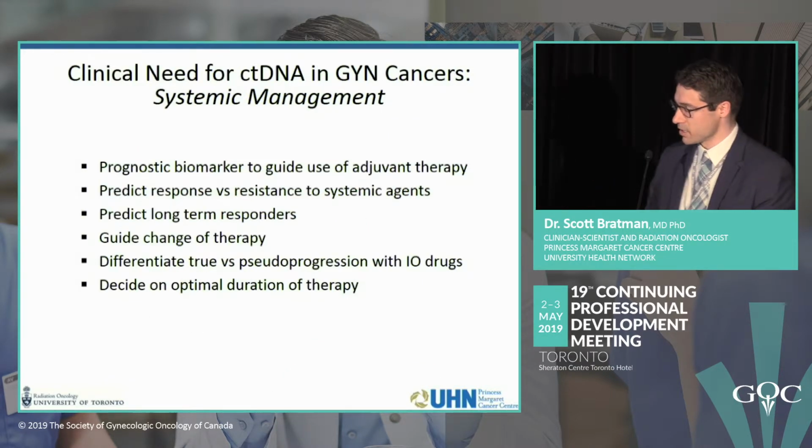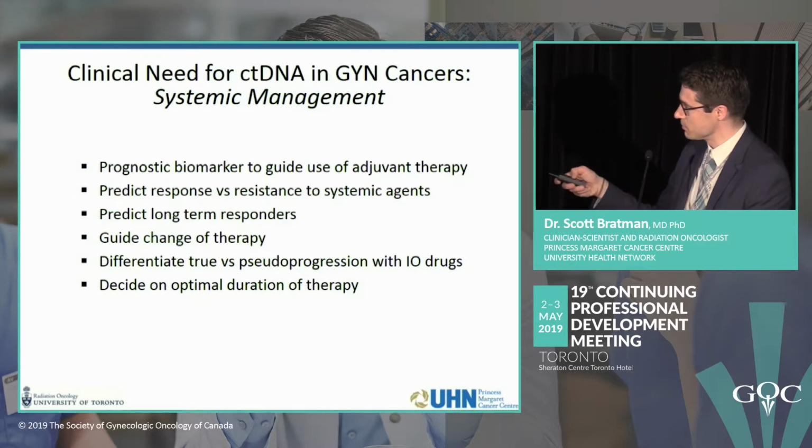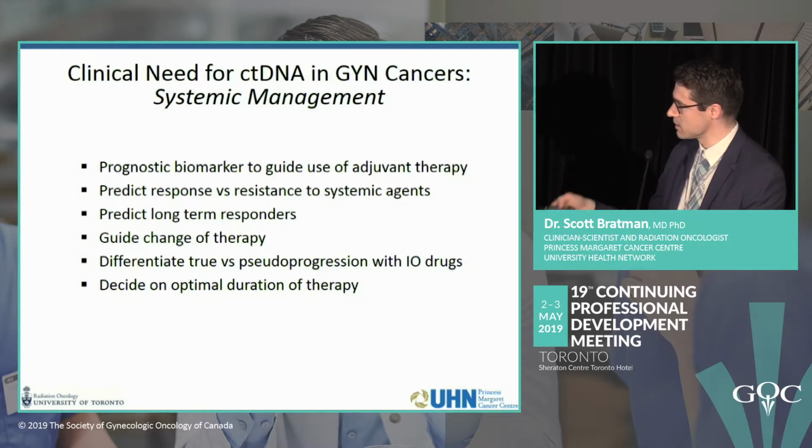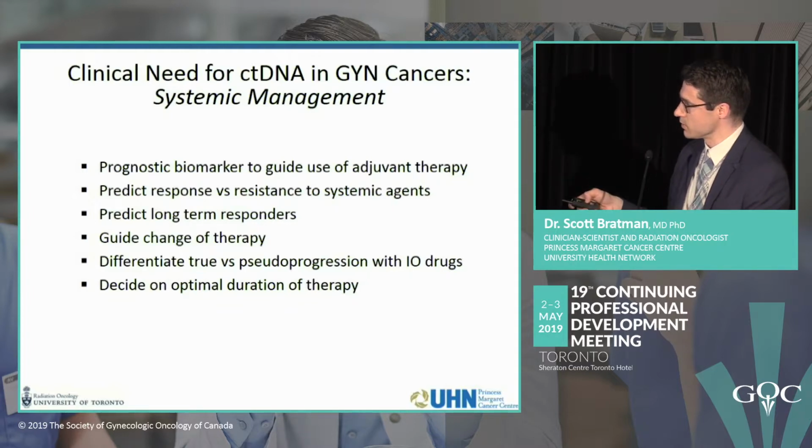How about in the systemic management of patients? So there's a number of different settings where ctDNA could help to guide therapy. First of all, just like in the local regional setting, it could act as a prognostic biomarker or risk stratification biomarker to guide adjuvant therapy or the duration, perhaps, of systemic therapy.